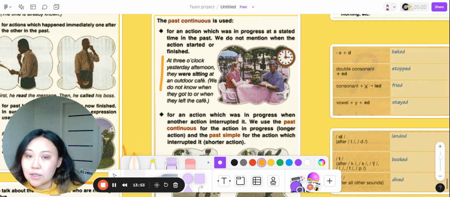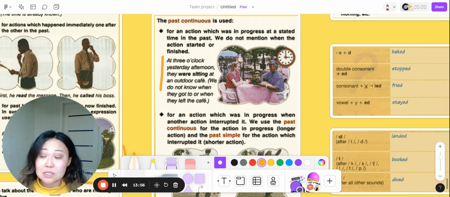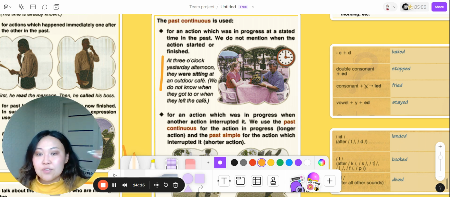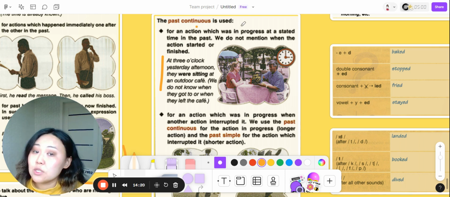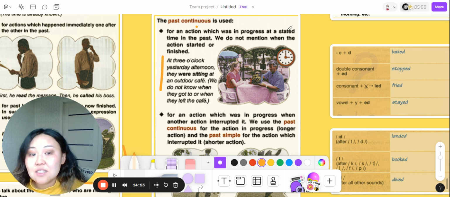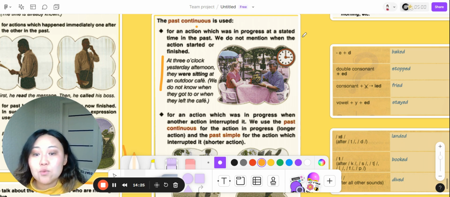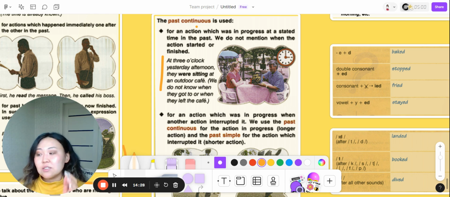I know that we like using past continuous for some things that happened in the past, but usually we need to give some time. Especially, for example, yesterday at 5 o'clock, I was watching a TV series in English. So I give the specific time, what I was doing at that period of time. So we can use past continuous for an action which was in progress at a stated time in the past. We don't mention when the action started or finished. We just need this period, and we show that it was happening.